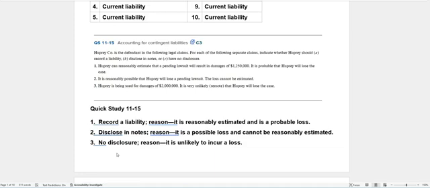We don't have to disclose it. We don't have to do anything. No disclosure is required. Okay? The reason? Because it is very unlikely that we are going to have any type of loss. All right, that should hopefully get a little bit of clarification on the reporting of contingent liabilities.